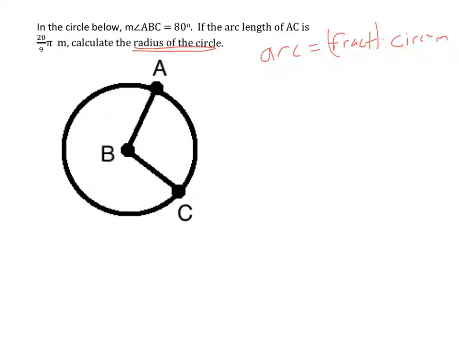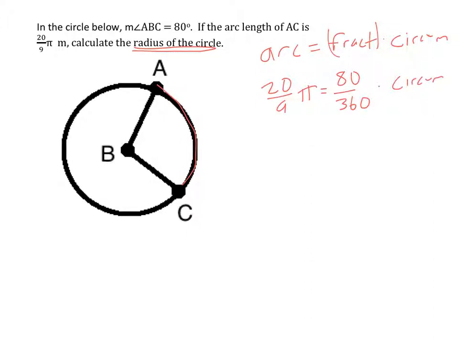We know the arc length is 20 over 9 times pi. And do we know the fraction of the circle? Well, this is 80 degrees, so we know the fraction of the circle they're talking about is 80 over 360. And then from there, we could calculate the circumference.